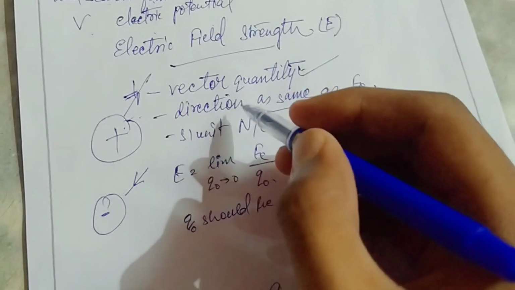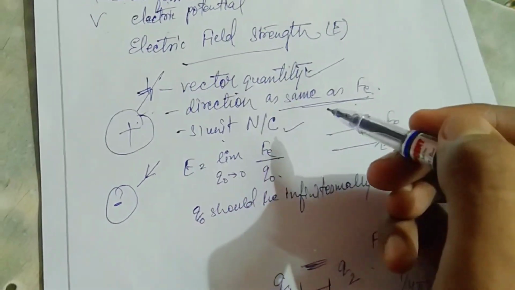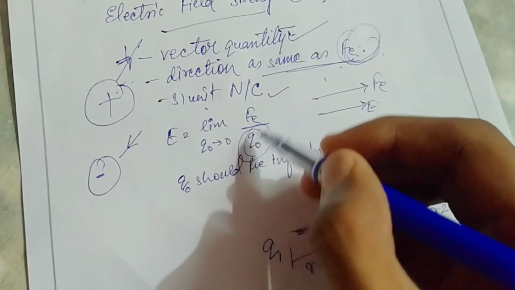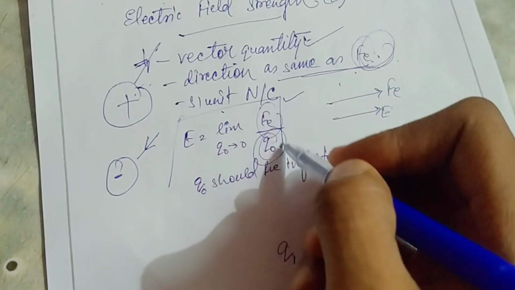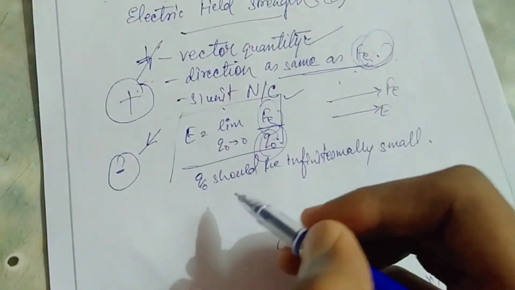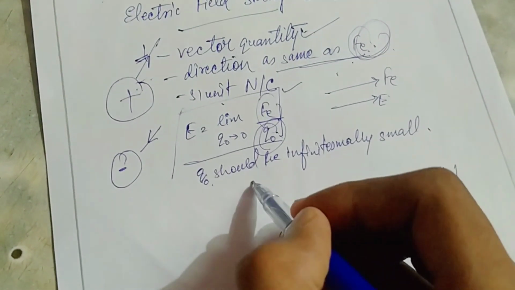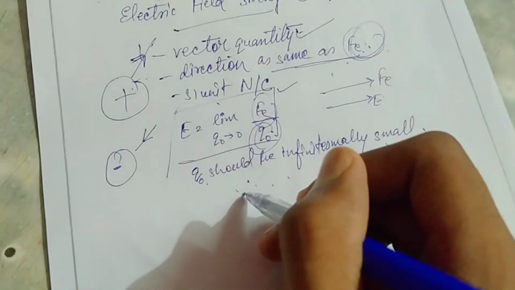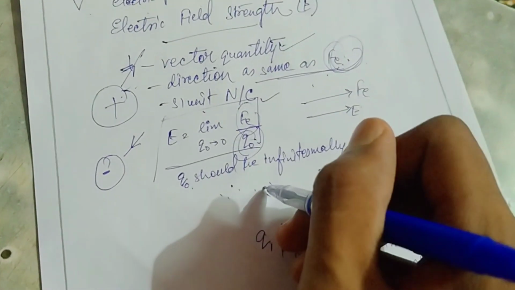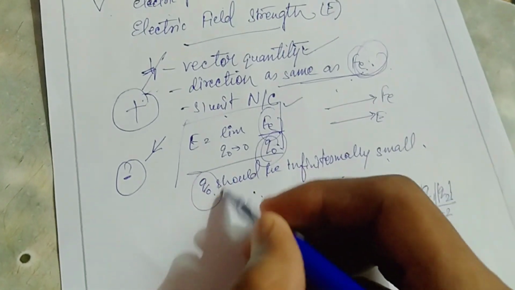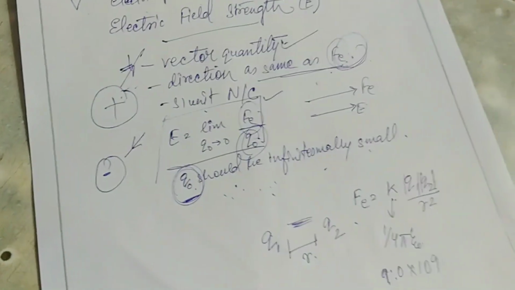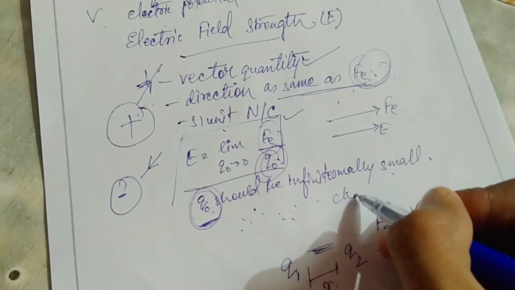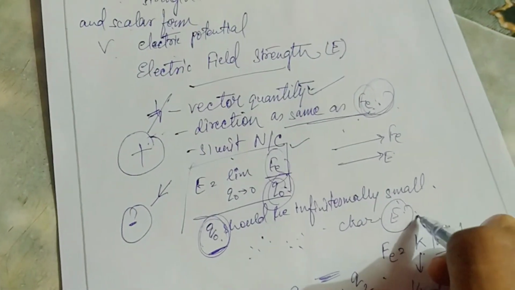The SI unit is Newton per coulomb. Newton is the force and coulomb is the charge q naught. The formula is E equals Fe by q naught, and we need to take care that q naught should be infinitesimally small so that it does not disturb the other charges which are producing the electric field E.